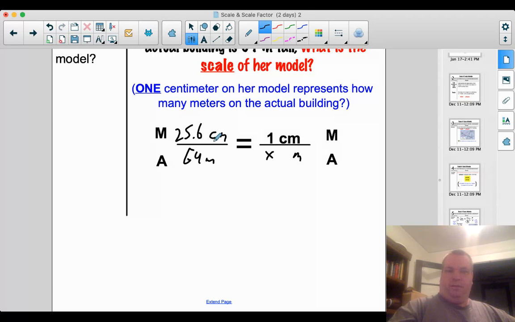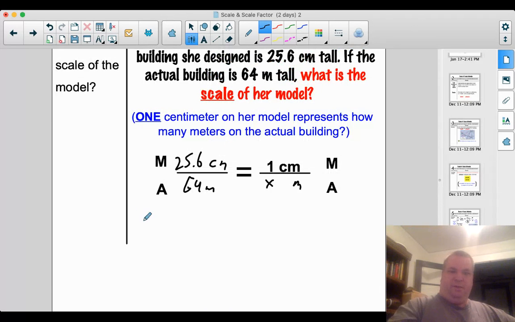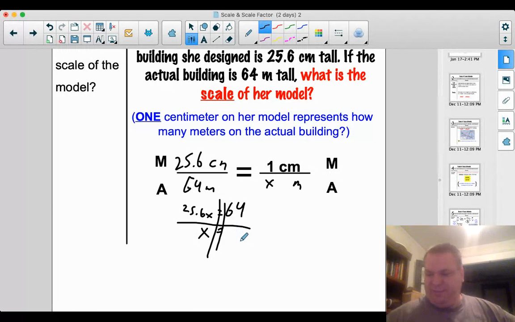All right, so cross multiplying these, I get 25.6x equals 1 times 64 is 64. And then to solve for x, I'm doing 64 divided by 25.6. So I'm going to use my calculator for that. 64 divided by 25.6 gives me 2.5.